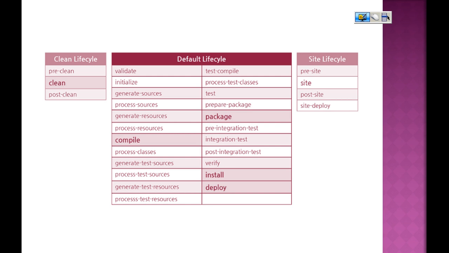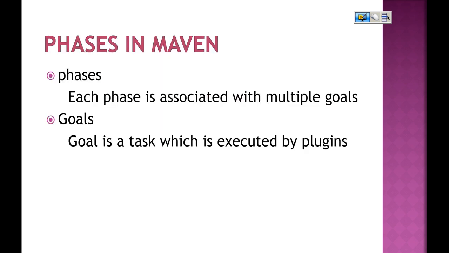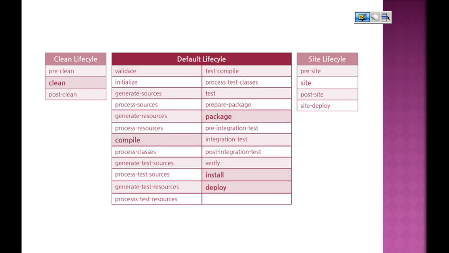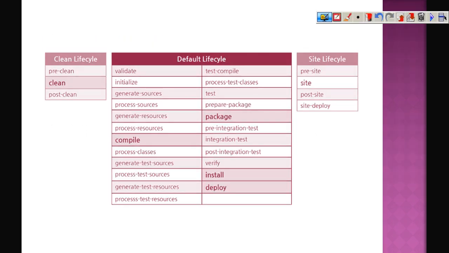Each phase has multiple goals. What is a goal and what is the difference between a goal and a phase? Let's see. A phase is associated with multiple goals. Let's talk about the compile phase. The compile phase has different goals, meaning we can compile the source code of the project as well as the test code present in the project. So each phase is associated with multiple goals.